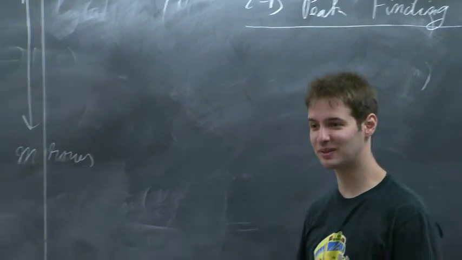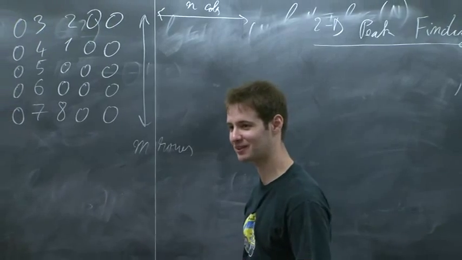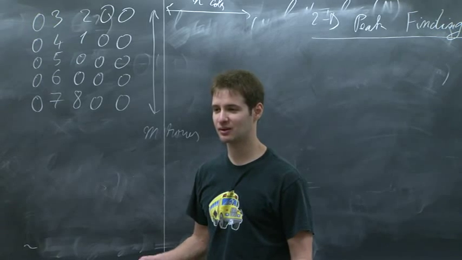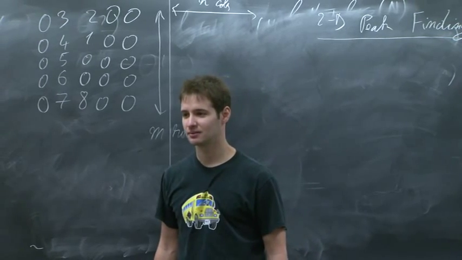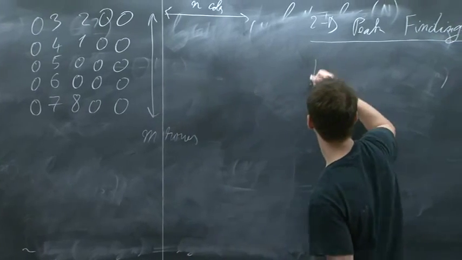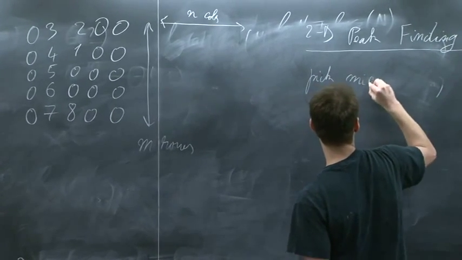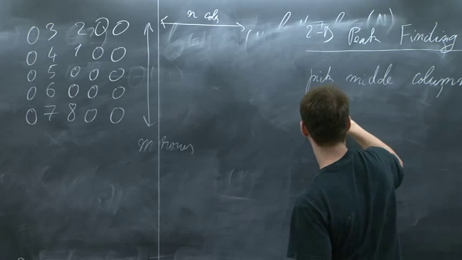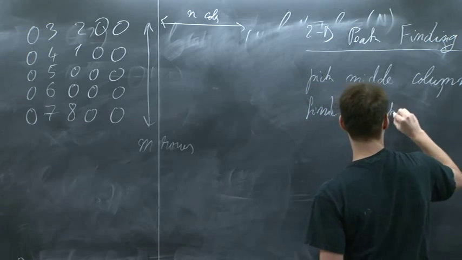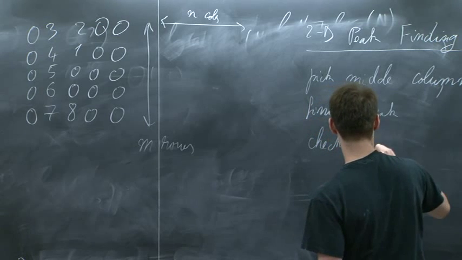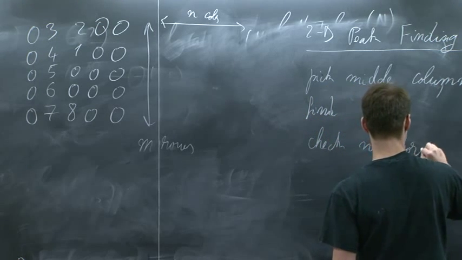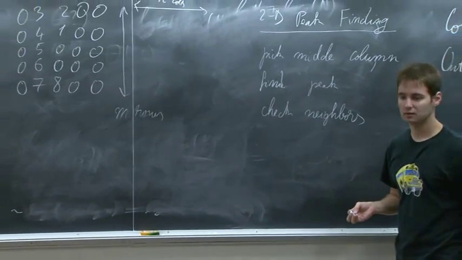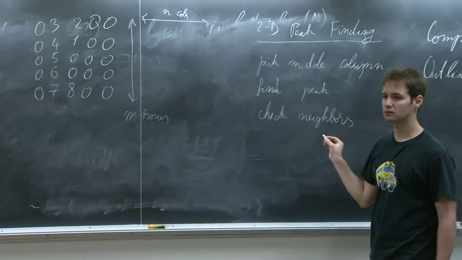All right, one person was not asleep in my section at the end of lecture. I'm proud. You had your hand up first. So you just pick a middle of the column, and then you find a peak there, and then check the neighbors, neighbors in the same row. Yeah, sorry. Row's the horizontal one, right?